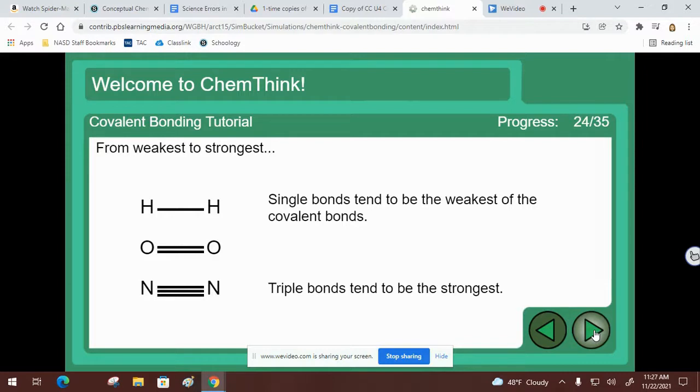Okay. Use what I'm about to say to answer the last question. Single bonds tend to be the weakest of the covalent bonds. Next stronger are double bonds, and triple bonds tend to be the strongest. Okay, that completes the covalent bonds tutorial. So please submit all your answers when you're done.